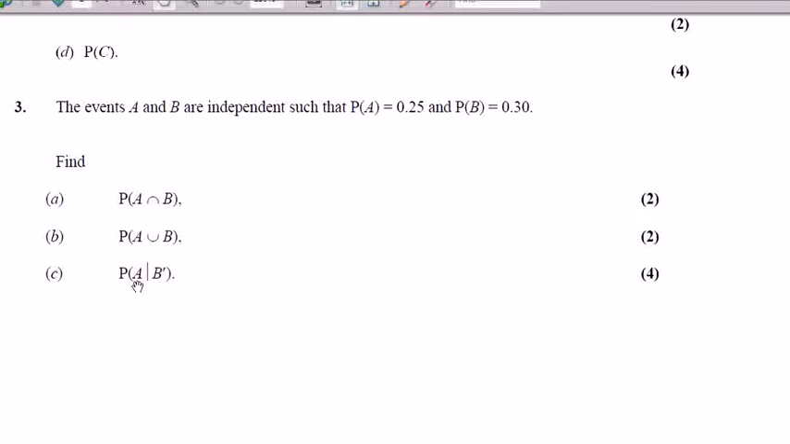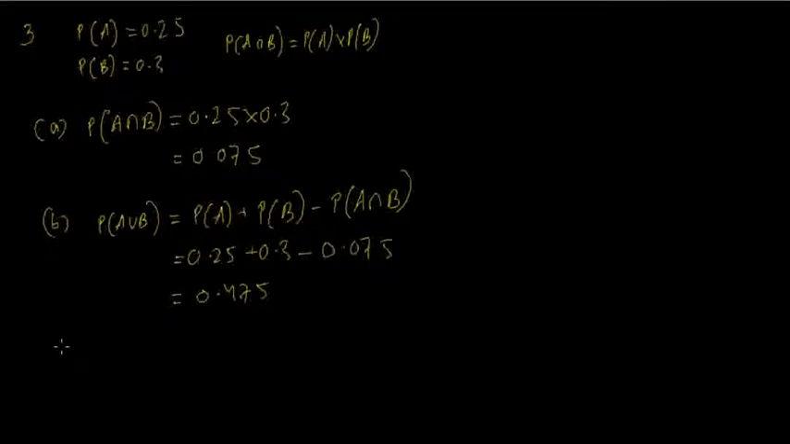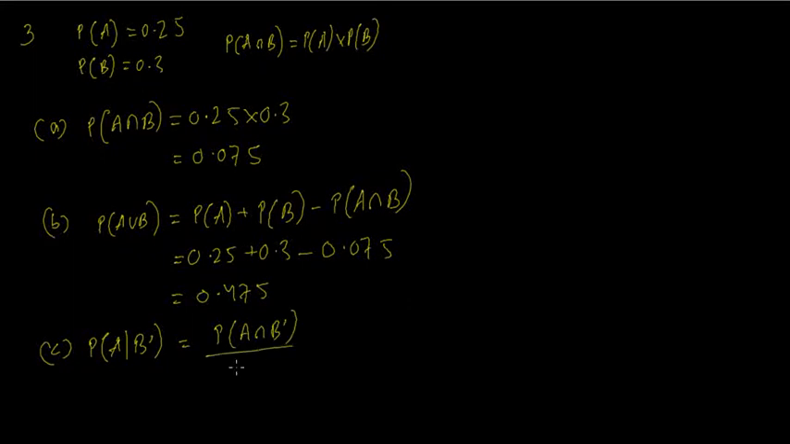Question C is A conditional B prime. The formula would be used. A conditional B prime means probability of the first one intersection the second one, A intersection B prime, divided by probability of B prime. So since A intersection B prime, we prefer the Venn diagram, and you remember that the Venn diagram looks something like this. A intersection B prime is this one.